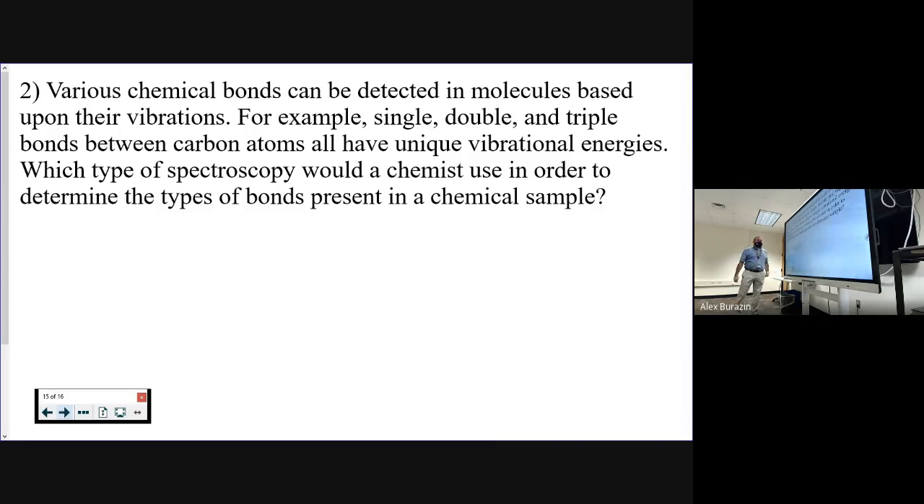So number 2, various chemical bonds can be detected in molecules based upon their vibrations. For example, single, double, and triple bonds between carbon atoms all have unique vibrational energies. Which type of spectroscopy would a chemist use in order to determine the types of bonds present in a chemical sample? Infrared. Yeah, we want to use infrared, which I will abbreviate IR. We want to use IR spectroscopy.